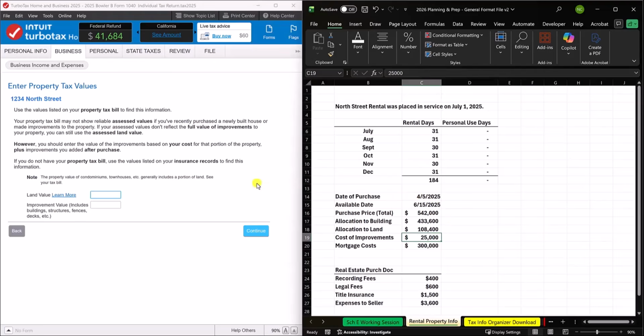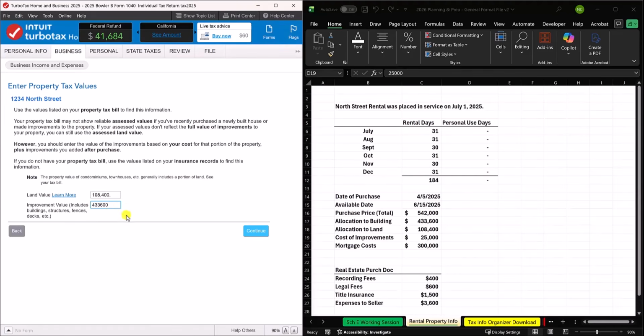And so now what we're going to do with that information is I'm going to put the land value right here, 108,400, and then I'm going to put the value of everything else, 433,600, right here. And so what's going to happen is that this 108,400 will not be recovered through depreciation. This 108,400 can only be recovered when you actually dispose of or sell the property at some future point in time. This 433,600 is what will be recovered through depreciation on an annual basis related to this rental property.